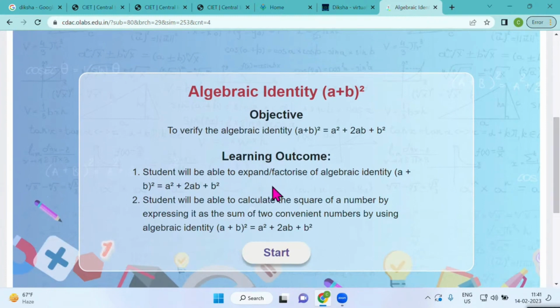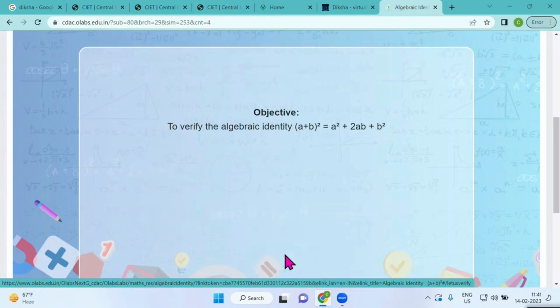For this we have a learning outcome. The student will be able to expand or factorize the algebraic identity, and the student will be able to calculate the square of a number by expressing it as the sum of two convenient numbers. So now we will start the activity.